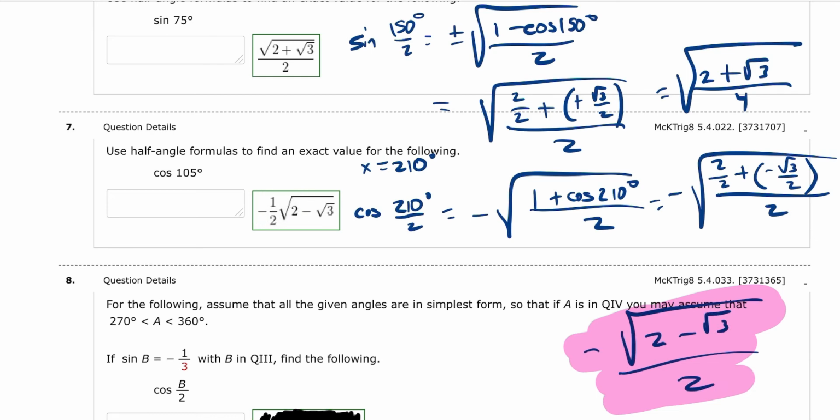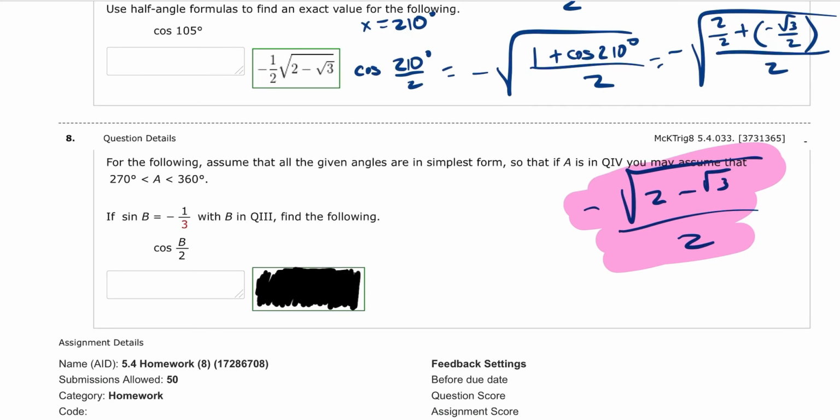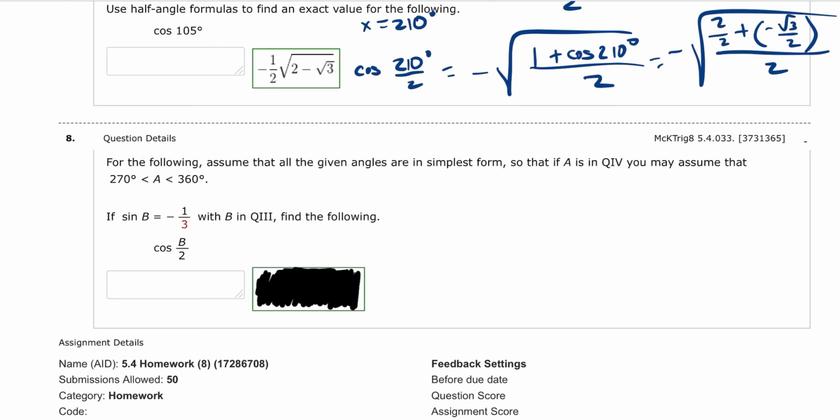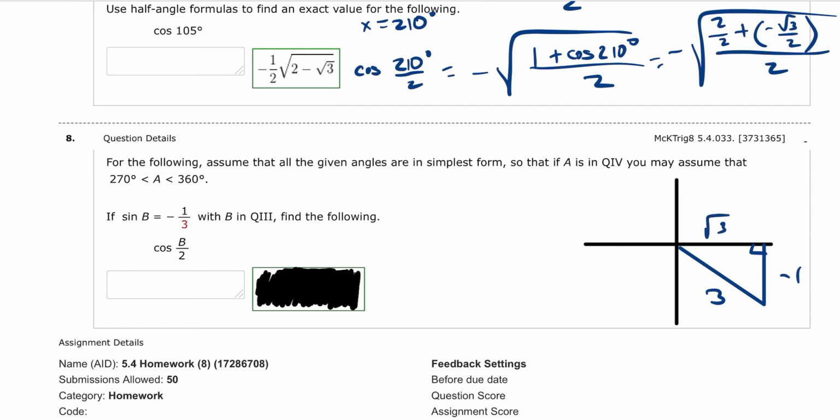And basically that's the same thing. They just wrote it with the 1/2 coefficient. All right, for the last problem, let's see, we have to draw another triangle in quadrant 4 again. All right, this time they tell us that sine is opposite over hypotenuse, so that's opposite over hypotenuse.